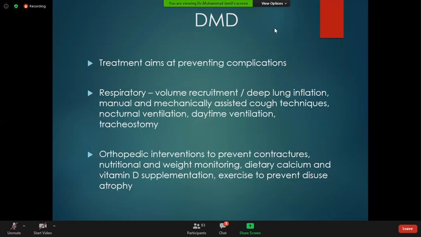Okay, so what should be the treatment of Duchenne muscular dystrophy? Treatment aims at preventing the complications. We can't reverse the problem because it's a genetic disease. So what we are going to do is prevent the complications. What are the complications? The respiratory complications. So we will do volume recruitment, deep lung inflation, manual and mechanically assisted cough techniques, nocturnal ventilation, daytime ventilation, vacuum. Orthopedic interventions to prevent contractures, nutrition and weight monitoring, dietary calcium and vitamin D supplementation, exercise to prevent disuse.